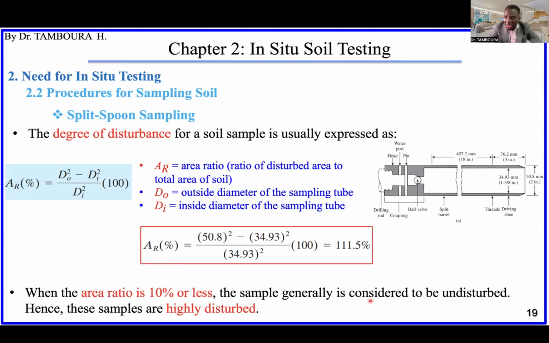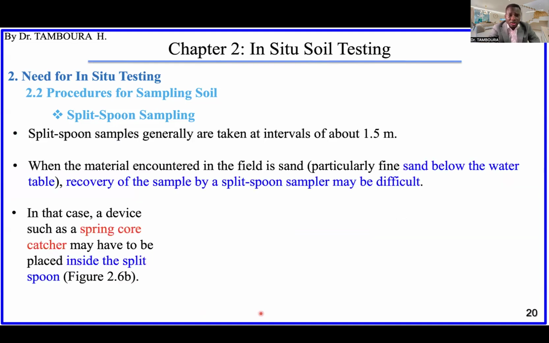So in our case of SPT, we are having around 111.5. That means the soil samples obtained from SPT are highly disturbed samples, okay? I hope you understand now. Next, this is just for your information, interval of about 1.5 meter.